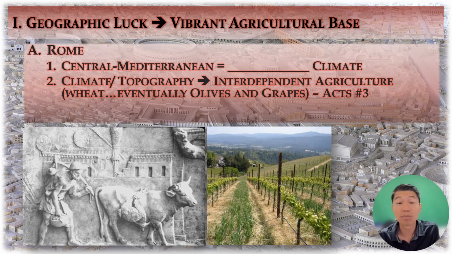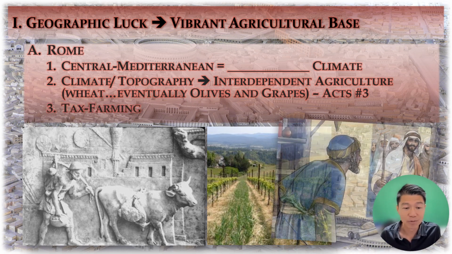Two ways to preserve agricultural products for a long time, to be able to ship them from place to place and to keep in store as well. And so the climate and topography creates a very vibrant agricultural base in Rome.